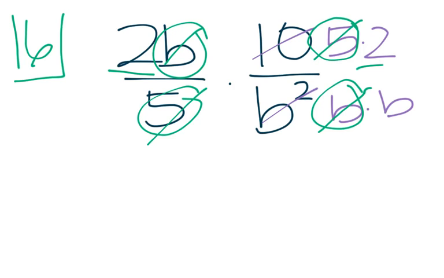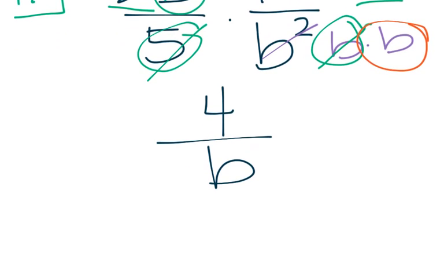So we're going to multiply this 2 times this 2, which is 4, and what we have left on the bottom here is just this b. So our answer is 4 over b.